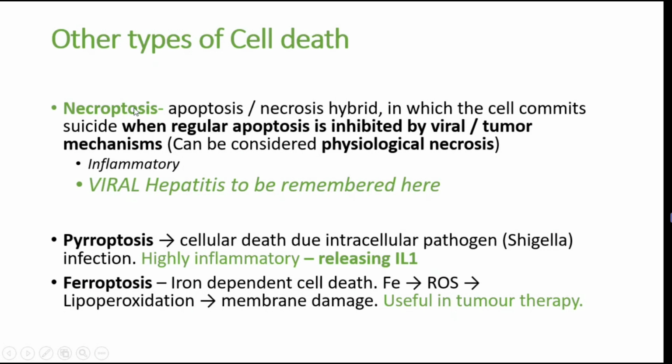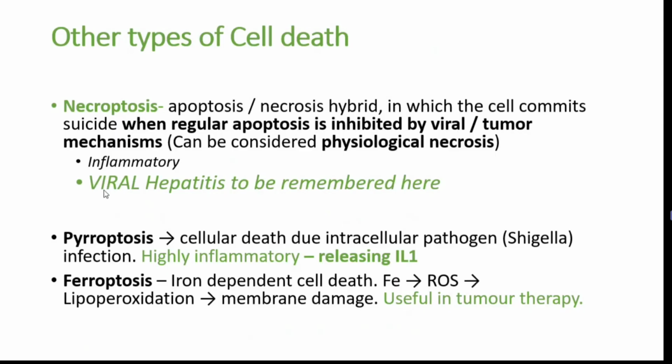So what exactly is necroptosis? Necroptosis is basically something between necrosis and apoptosis, like a hybrid, in which the cell commits suicide when regular apoptosis is inhibited by either viral or tumor mechanisms. It can be considered physiological necrosis in some cases. And what's important to note here, it causes inflammation. And the most important example for necroptosis can be viral hepatitis.